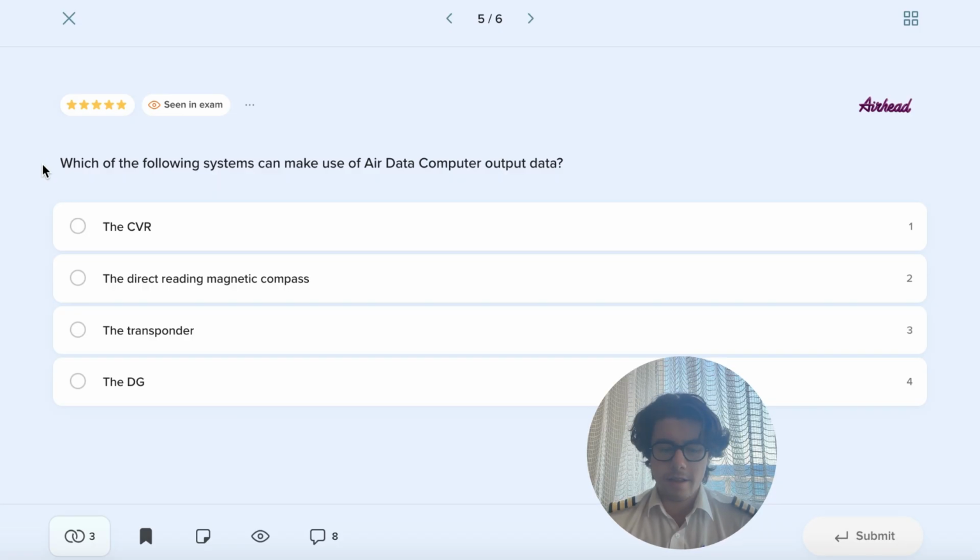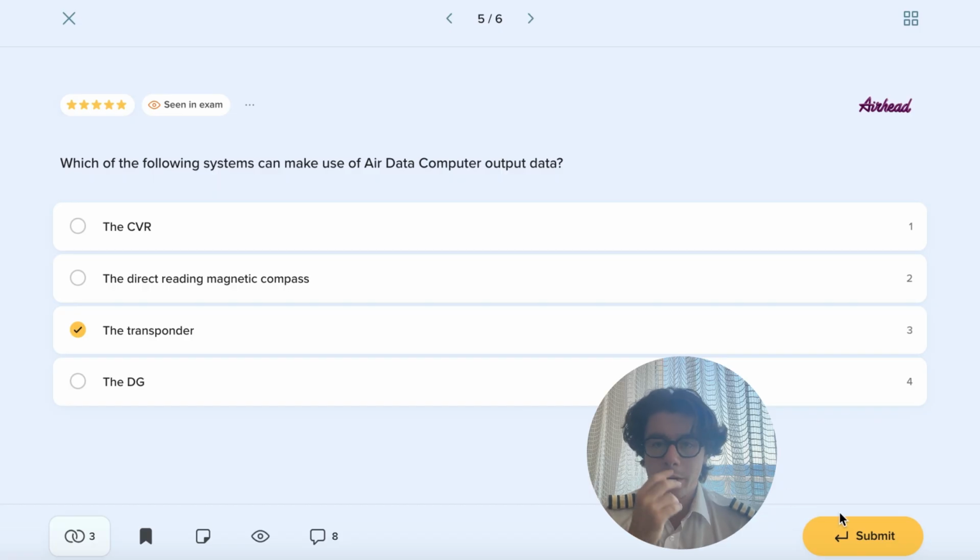This is an independent system. Direct reading magnetic compass: of course, a compass is neither an input nor an output of an ADC. And directional gyros, neither are inputs or outputs of our ADC, meaning the transponder, and specifically Mode Charlie, or C, will take data from our altimeter or from the pressure altitude readings.